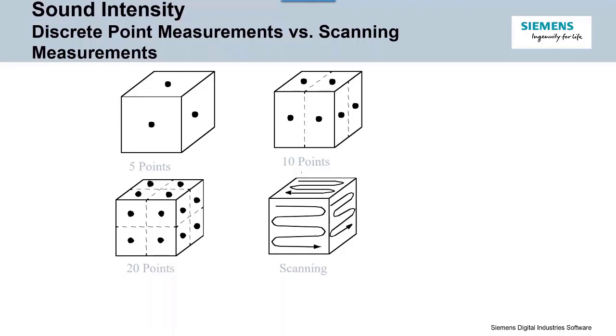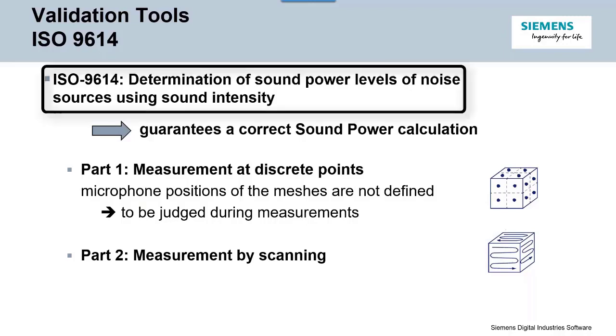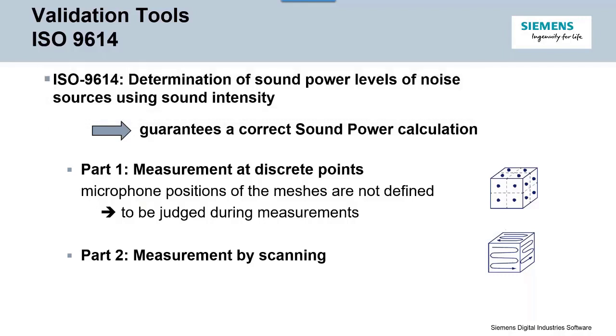Now, the other advantage of the intensity-based measurements is that there are some data validation tools that help you determine whether the data that you have collected is good data or not. There are standards like the ISO 9614 standard that help you determine that. The ISO 9614 standard is for the determination of sound power based on sound intensity measurement. Similarly, you can do the sound power measurement based on sound pressure, which is the ISO 3744 or 3745 standard. But for the intensity-based one, it is ISO 9614.